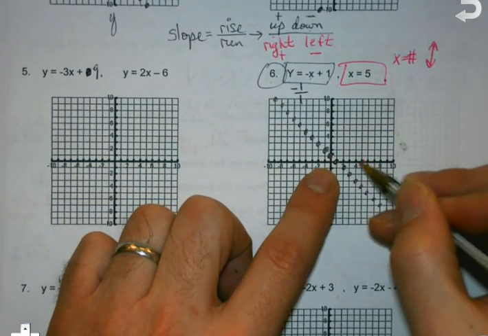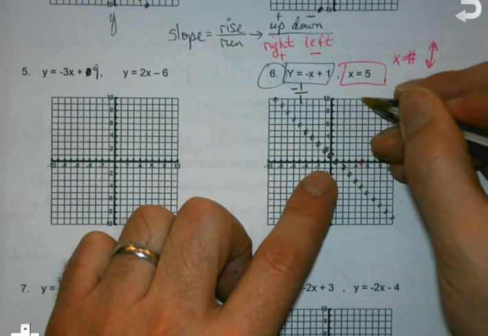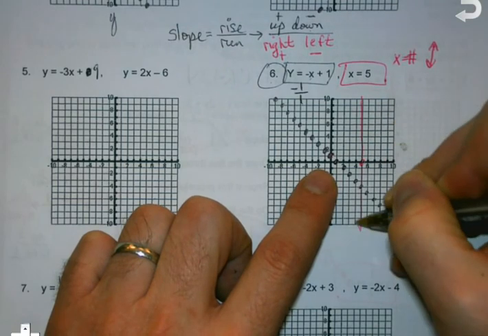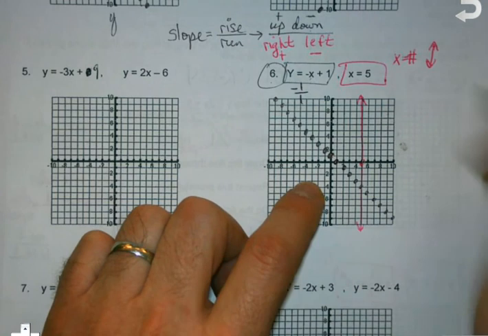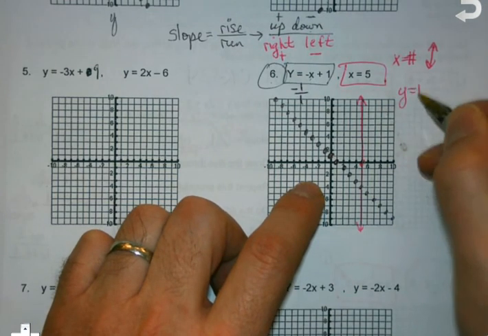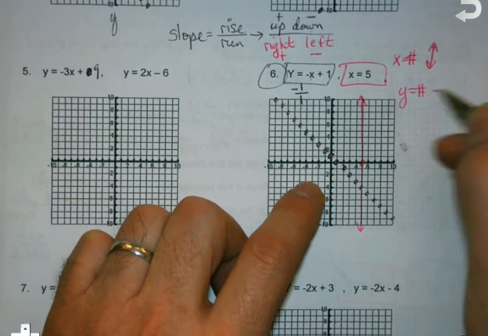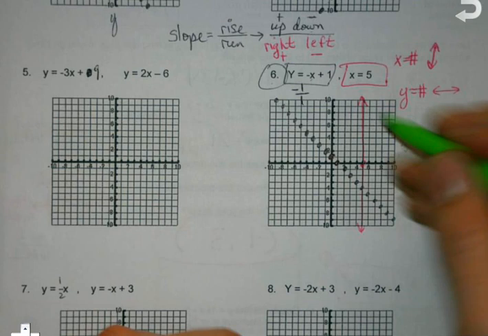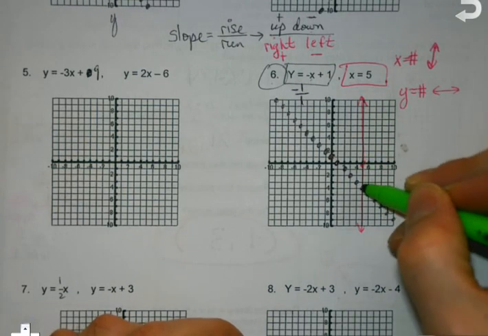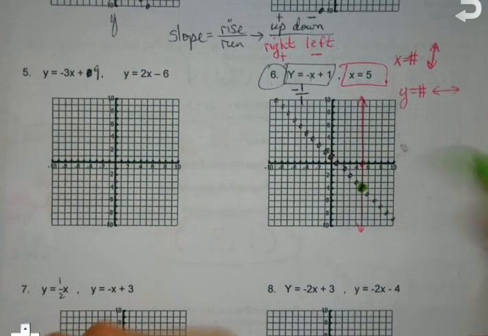So if X equals 5, draw a vertical line through there. Okay? If I ever get Y equals and just a number, that's going to be a horizontal, a side-to-side line. So this time I actually got to draw a line for once. So I look and I'm like, okay, here's the line. Oh, there's the point where they cross.